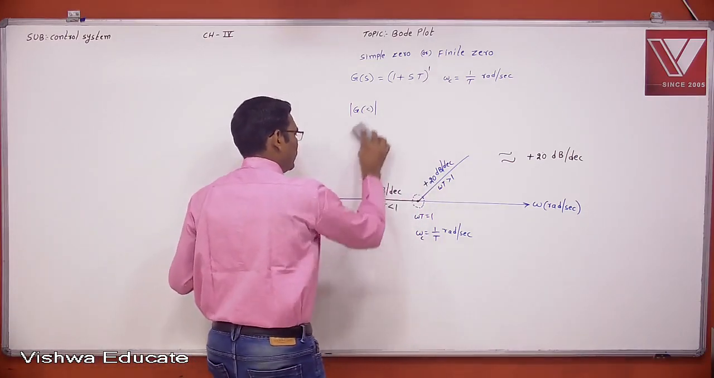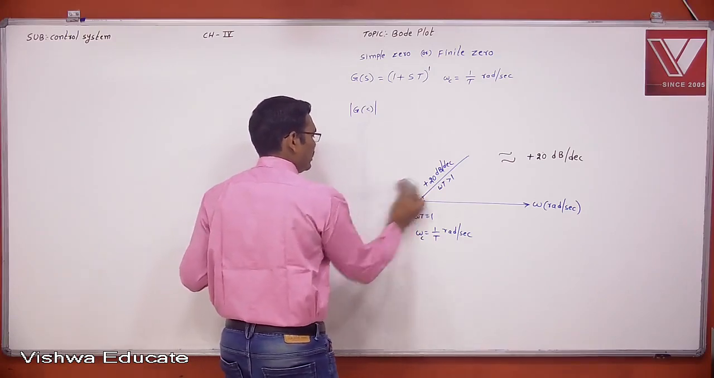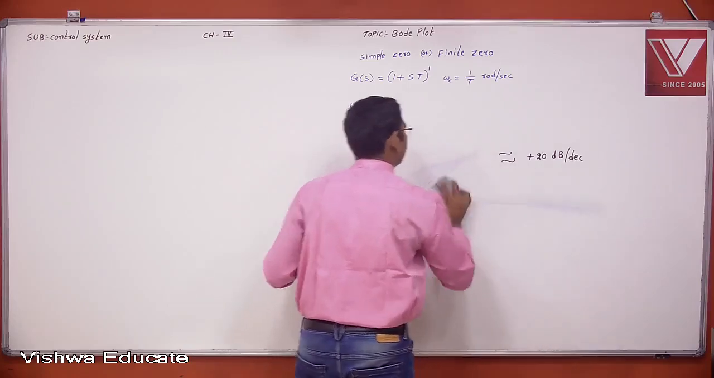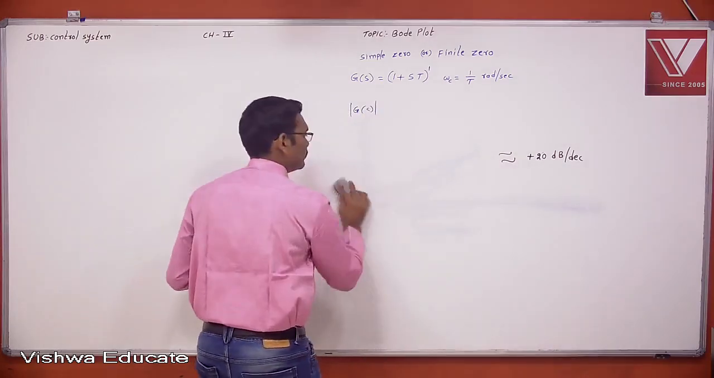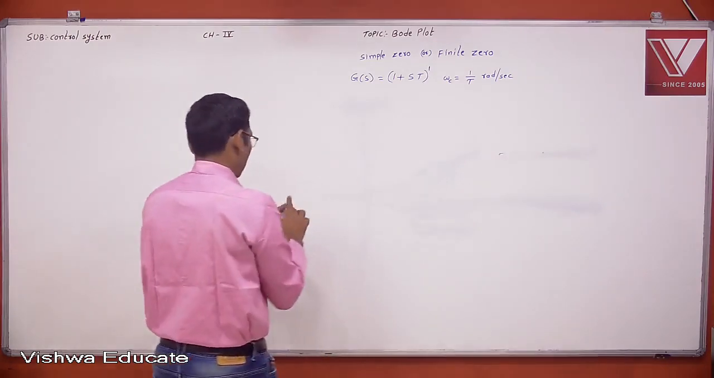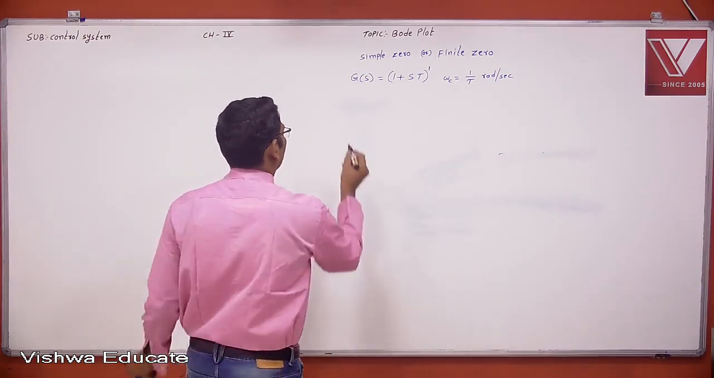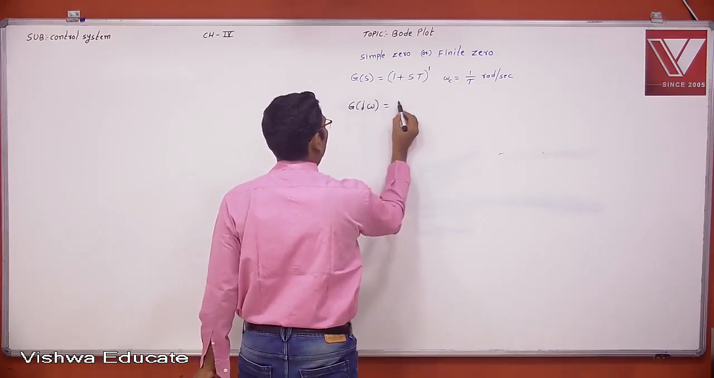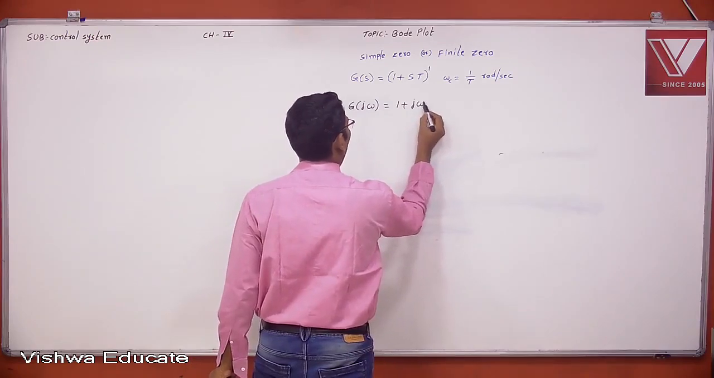Now we will finish the Bode phase plot also, such that we can find one table for it. Now, in the same G of j omega, which is equal to 1 plus j omega T.